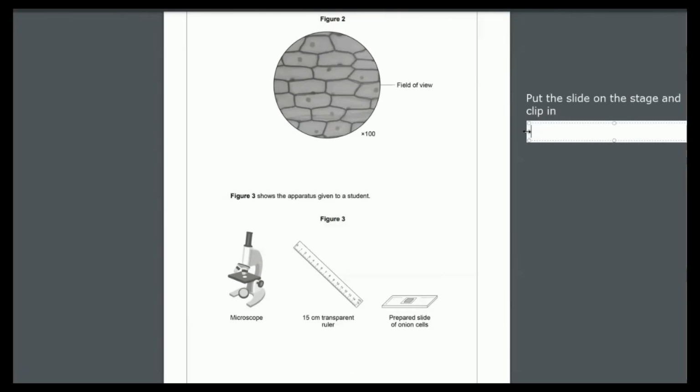So let's get into it. First of all, you can put the slide on the stage, clip it in. Obviously, it's already been stained and a cover slip put on it and a droplet of water, so the onion cells are floating in water. You don't need to add any of that because it told us the slide is prepared.